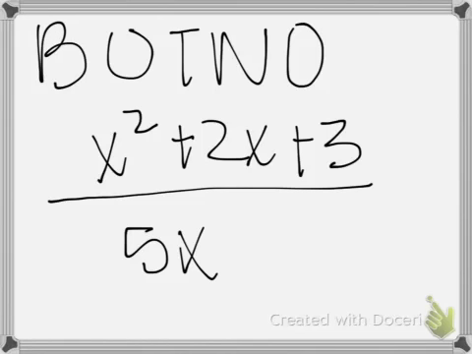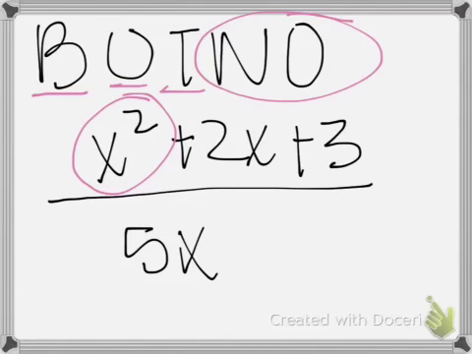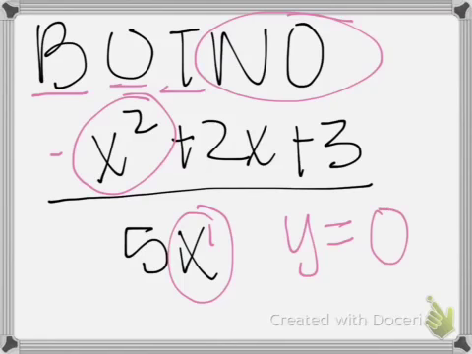Botno is bigger on top, no horizontal asymptote. For example, you have x squared on top and just x to the first power on bottom, so it's bigger on top. So if you have Botno, no matter what, your horizontal asymptote will always equal 0. So y will always equal 0.